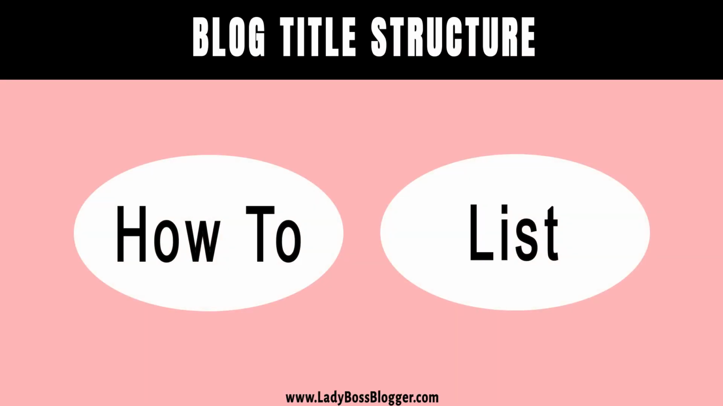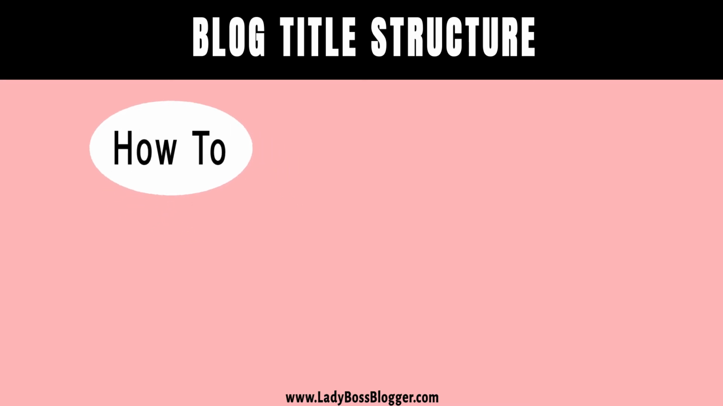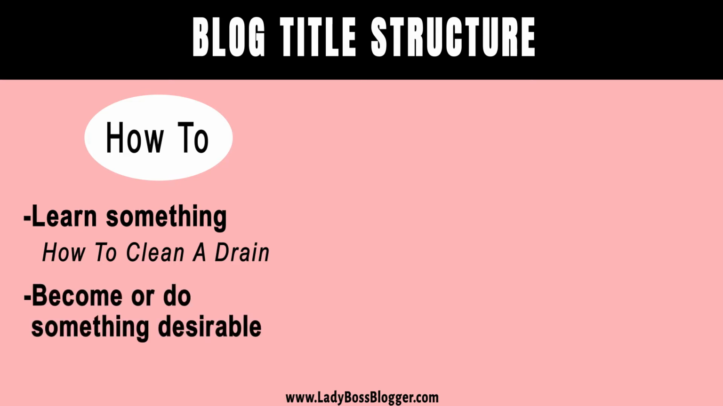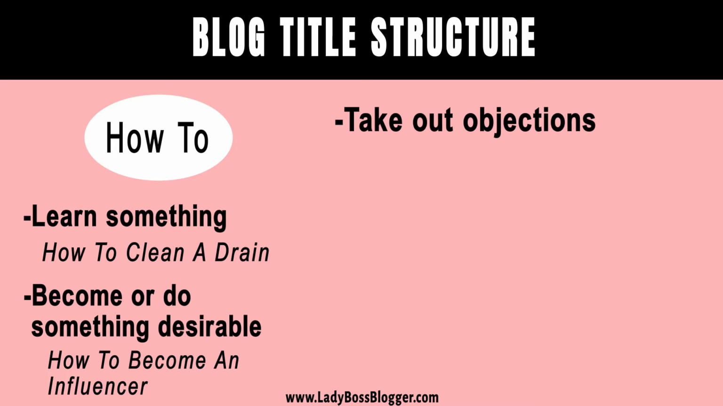Blog title structure. There are two that I would recommend you start off with: how to and list. So the first thing is how to learn something, how to clean XYZ, or how to become a better parent, whatever that is. How to become or do something desirable, how to become an influencer, how to become whatever is desirable to your audience. With your how to, you take out objections.